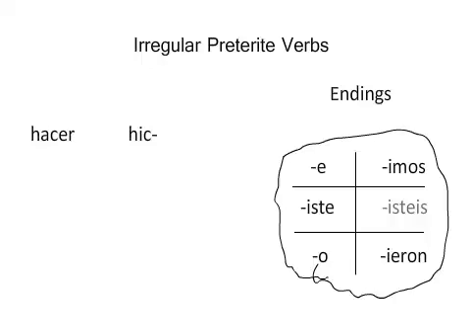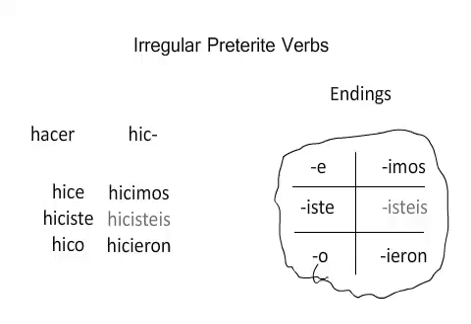The verb hacer also uses these endings with the stem HIC, but there's one additional thing that we have to do with hacer, and let's look at it and talk about why. If we just followed the pattern that we had talked about, this is what we would end up with: hice, hiciste, hico, hicimos, hicistes, hicieron. And as I read through those, you might have noticed a problem. The problem was with hico. It doesn't sound like the rest of them.